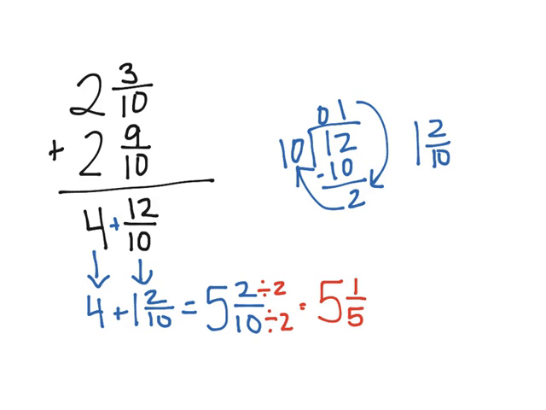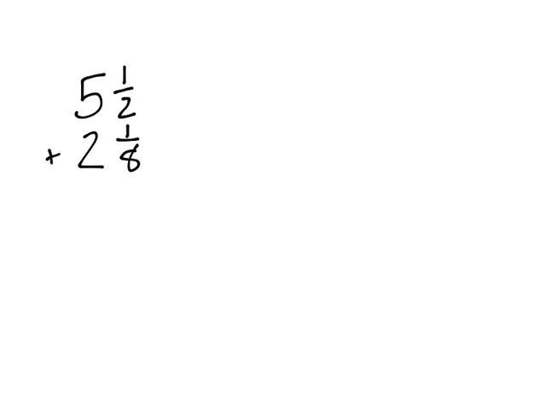Okay, now we're going to try another one and make it a little bit more difficult. Okay, I've got 5 and 1/2 plus 2 and 1/8. Now, my denominator always stays the same, but wait a minute, they don't have the same denominator. So what do I have to do first? I have to find a common denominator.